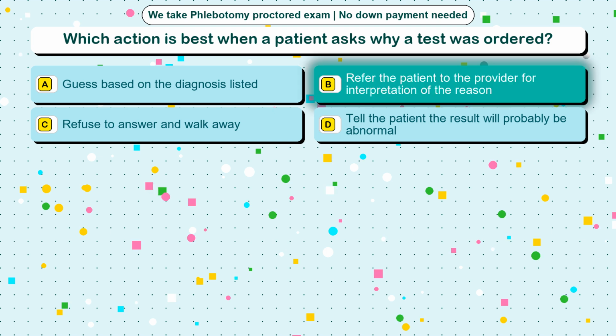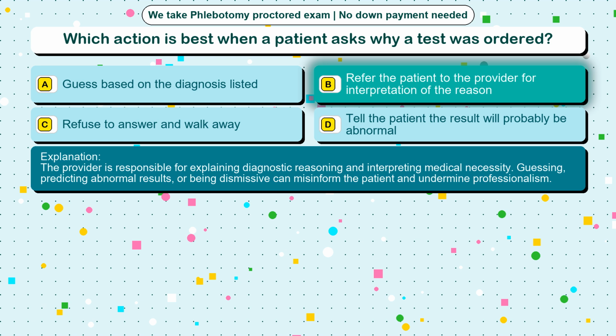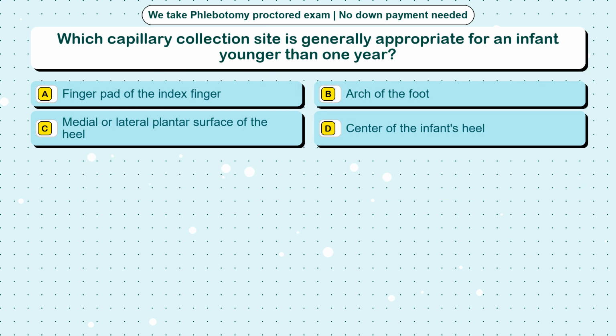The correct answer is option B. Refer the patient to the provider for interpretation of the reason. The provider is responsible for explaining diagnostic reasoning and interpreting medical necessity. Guessing, predicting abnormal results, or being dismissive can misinform the patient and undermine professionalism. Question 96. Which capillary collection site is generally appropriate for an infant younger than 1 year?